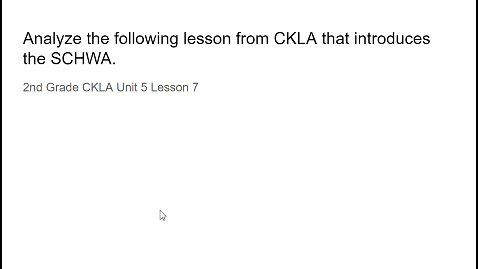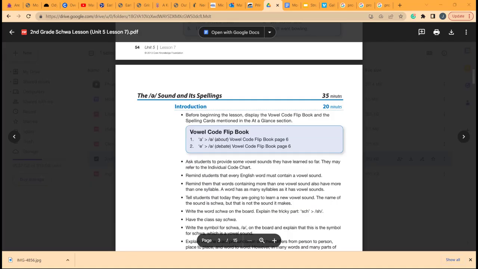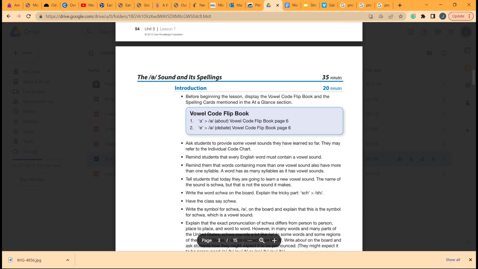To build off of this, we are going to look at a second grade CKLA lesson where they introduce schwa. So I'm going to pull up that lesson so you can see where to look. So you can look over the introduction.